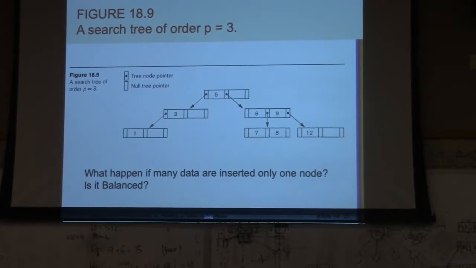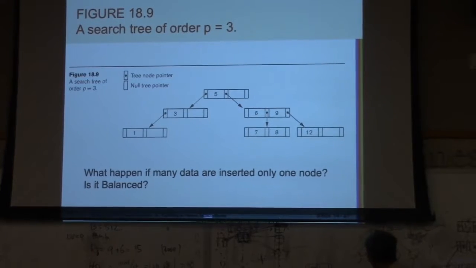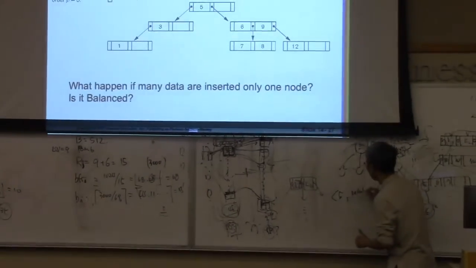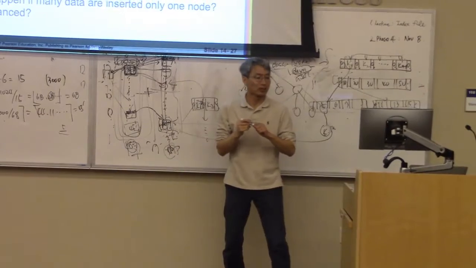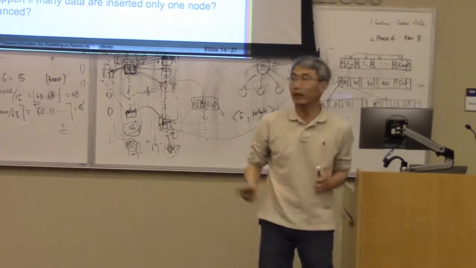5 is not actually just 5. It's a simplified version: 5 plus a pointer. Pointer of what? Data 5. Then we can find the data. This is an index, as I keep saying, this is an index.